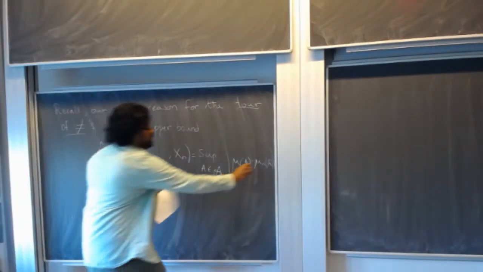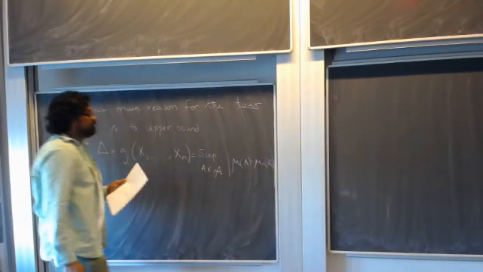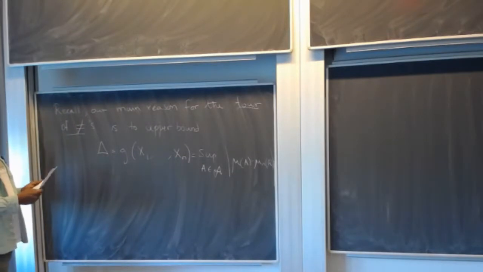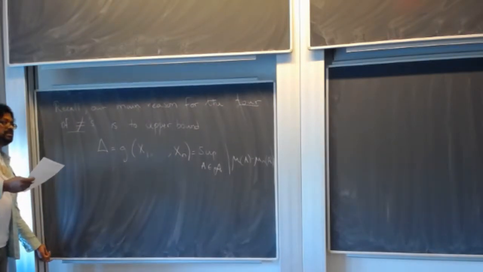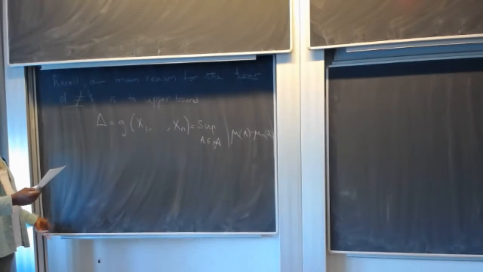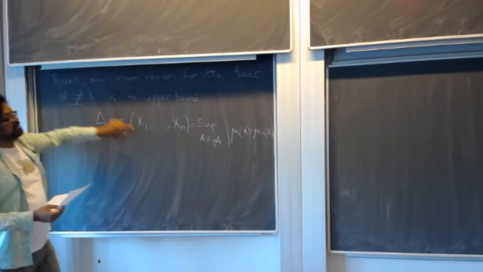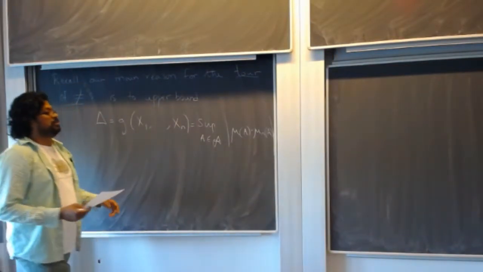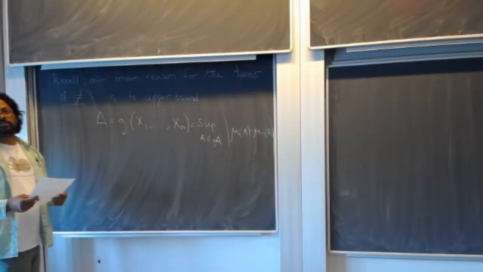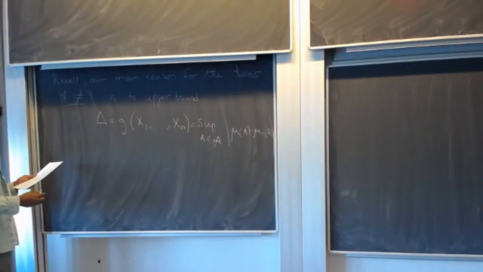Okay, so mu sub n is our empirical measure. So we wanted to bound the supremal deviation of the true measure from the empirical measure over every element of the class.